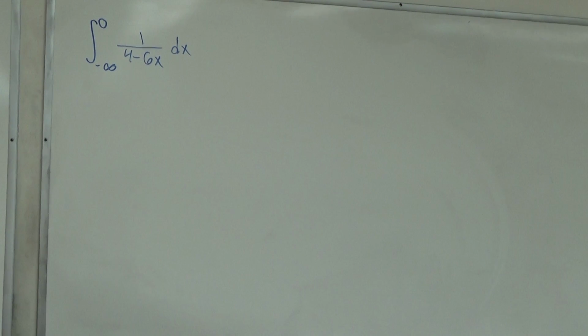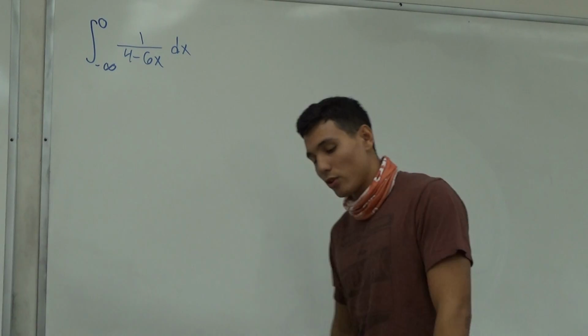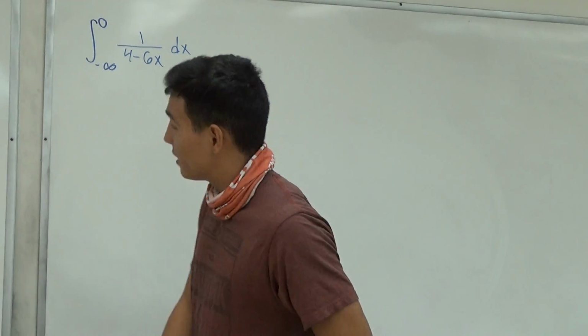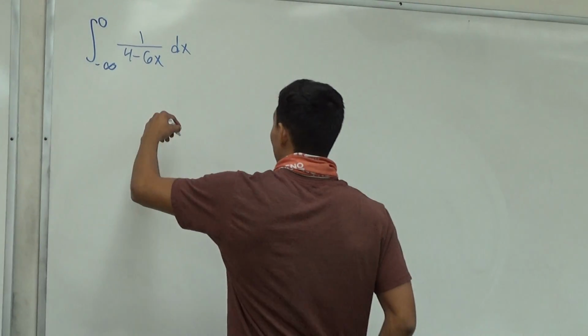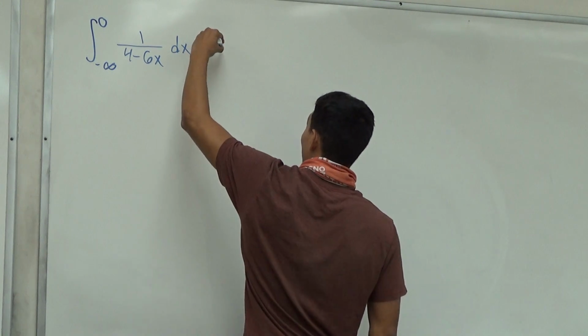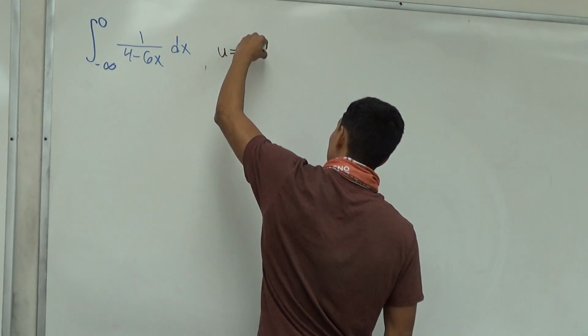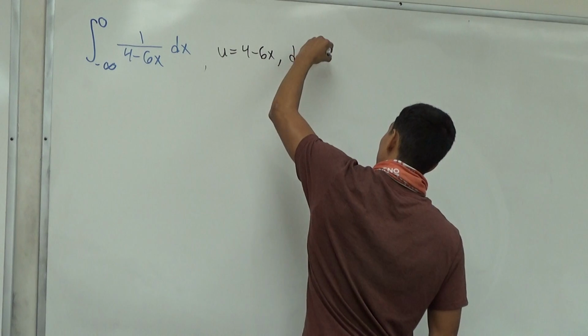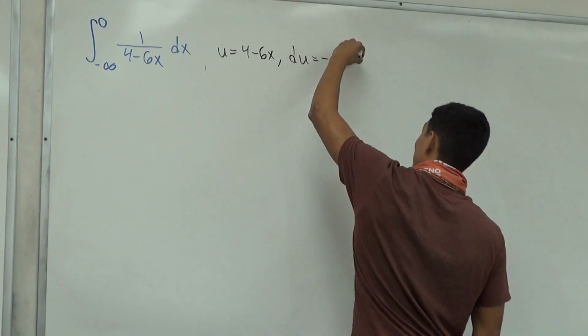Okay, for this integral, what I'm going to do, you don't need to do for the beginning. Honestly, you can just do this straight up. I'm going to rewrite it anyway because I really don't want to look at it this way. So I'm going to write it as u equals 4 minus 6x. du is equal to negative 6 dx.